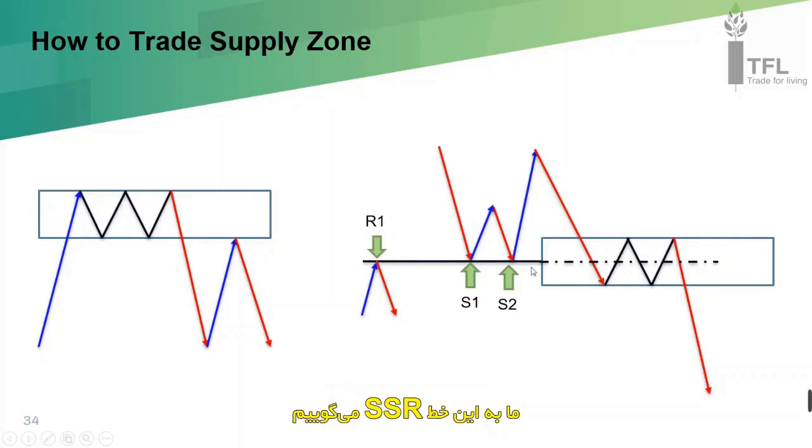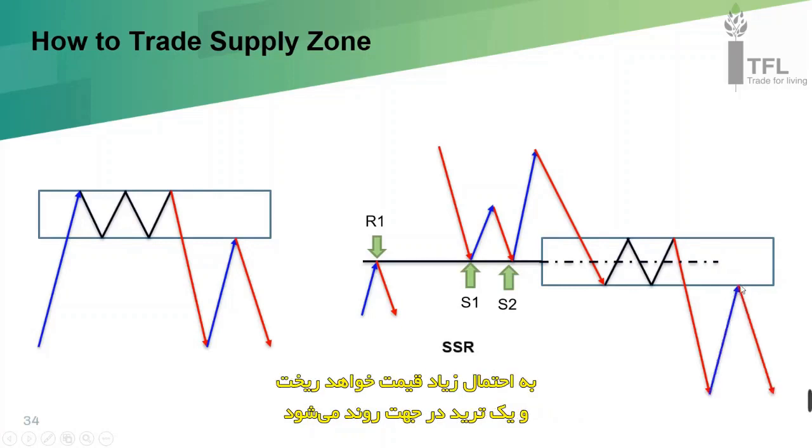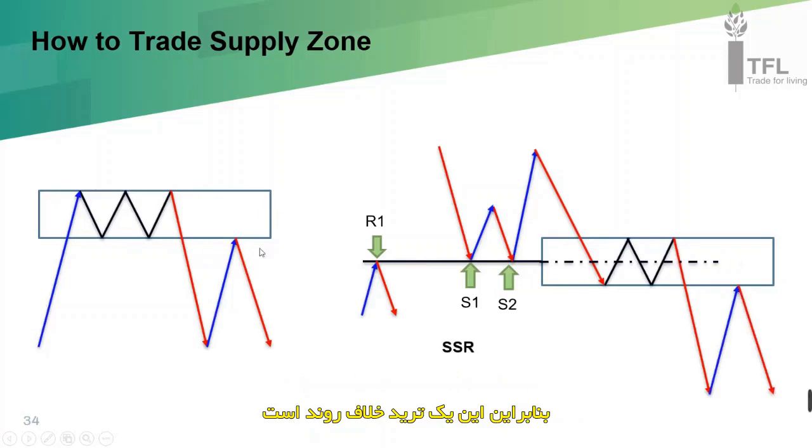This is what we consider an SSR, significant support and resistance. And in future, when the price comes back to this area, likely the price will drop as a continuation trade. So this will be a reversal trade. This will be a continuation trade.